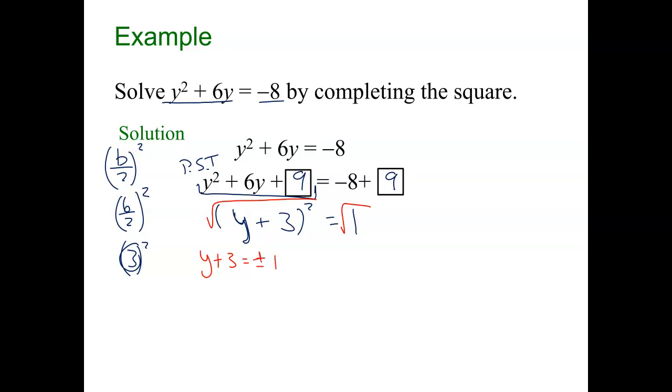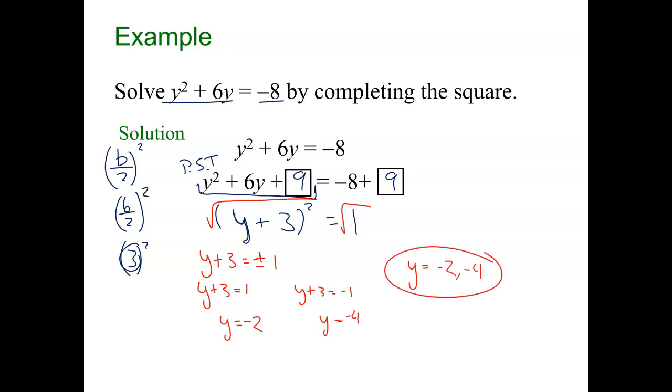So now I've got 2 equations. Y plus 3 equals 1. Y plus 3 equals negative 1. So what is y going to equal? Negative 2 and negative 4. Y equals negative 2 and negative 4.